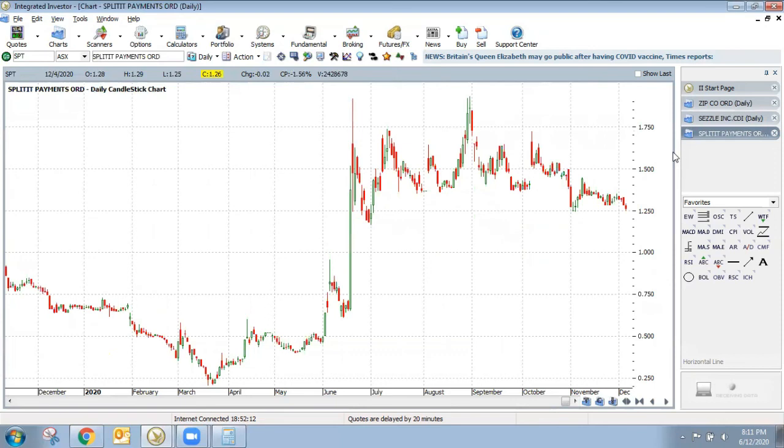Then there's also Split it. Definitely not as clean, but this is your left shoulder potentially. That's your head, and that's potentially your right shoulder. Definitely not as clean, but you can also, when you think about it, draw a neckline around about there.